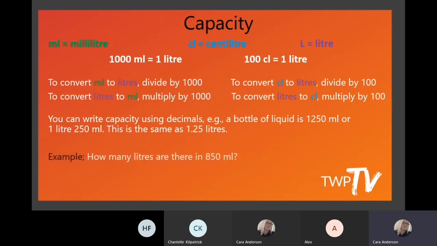So looking at an example, how many litres are there in 850 milliliters? Okay, so if we're converting your litres to 850 milliliters.